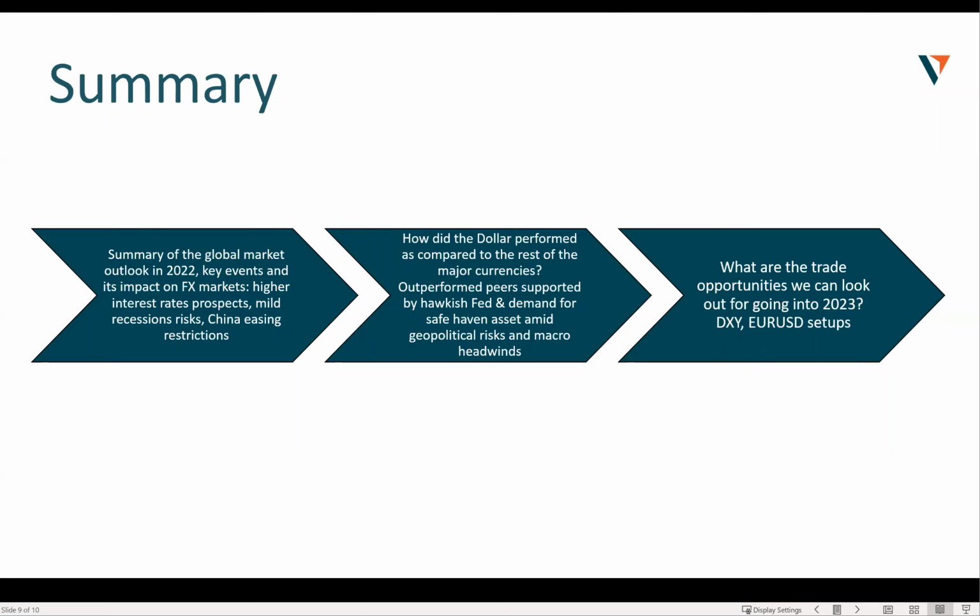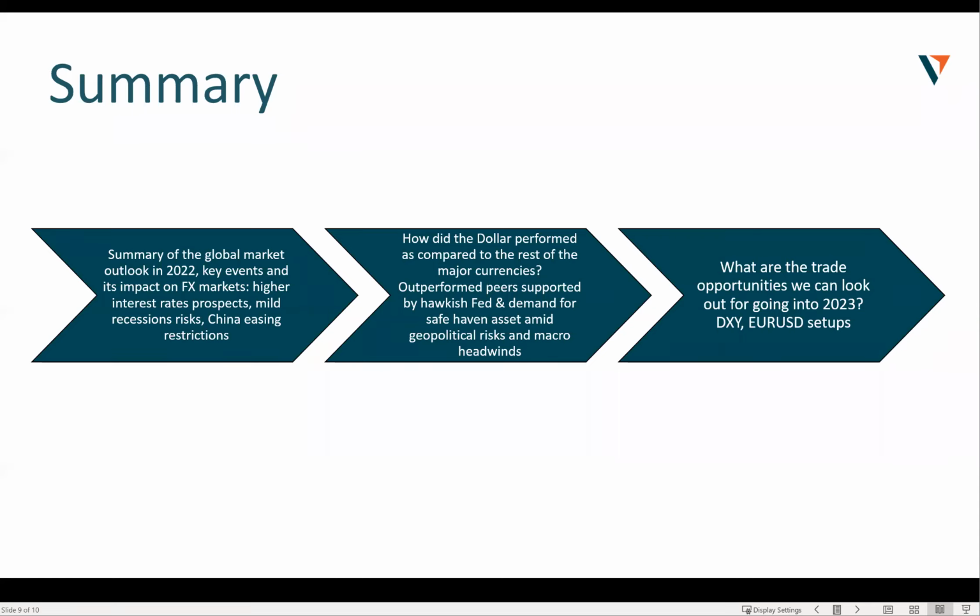Apart from that, there is also geopolitical turmoil, as well as the macro headwinds that we're seeing. The dollar itself is also seen as a safe haven asset. So when there is such risk in the market, along with higher interest rate prospects for the dollar, when the Fed is seen to be aggressively tightening their monetary policy to fight inflation, this is when it can drive demand for the dollar. Which is why we saw the dollar outperform this year.